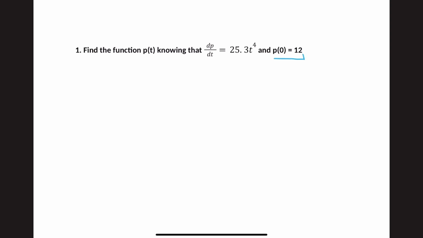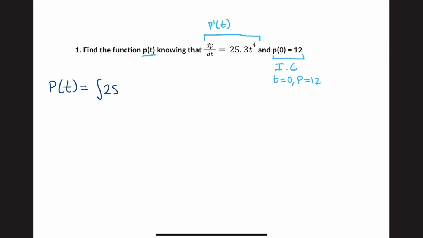This right here is our initial condition where we know when t was equal to 0, our output p was equal to 12. Here we have our differential equation, which we can call p prime of t. And in order to find our antiderivative p of t, we can take the integral of this. And so we can say p of t is equal to the indefinite integral of 25.3 t to the power of 4 dt. I now notice that I have a constant inside of my integral, which I can simply take and pull out to the front.